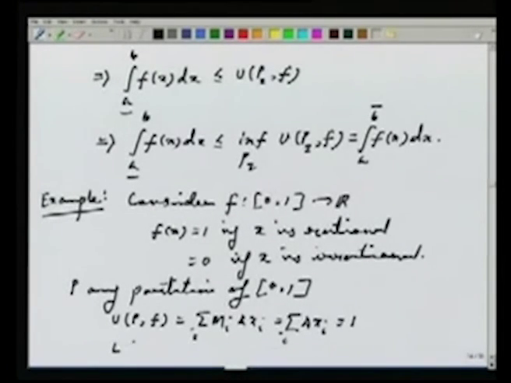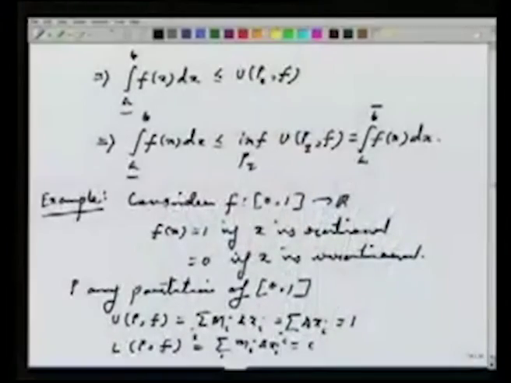Now if I look at L(P, f), that is the summation over i of little mi times delta xi. What is little mi? Little mi is the infimum of the function over the ith subinterval. Well, fix any i, look at the subinterval [xi minus 1, xi]. It will certainly contain an irrational number, but then f is 0 there. That means in all the subintervals, the infimum of the function is 0. That means little mi is 0 for all i, and the final sum is 0.